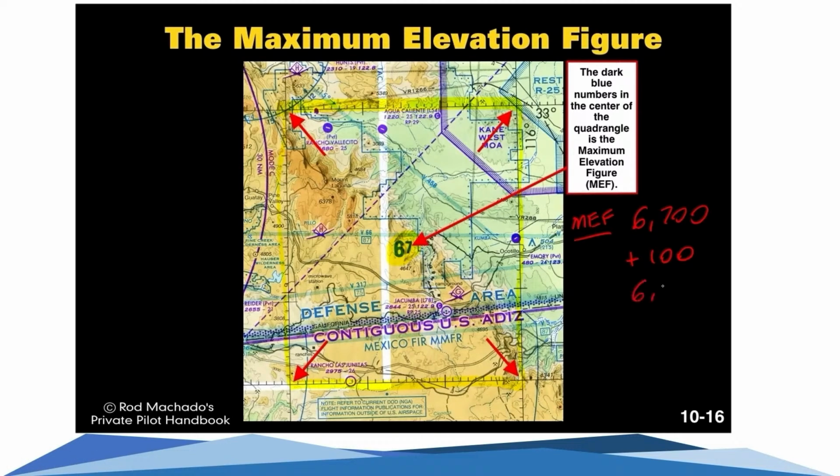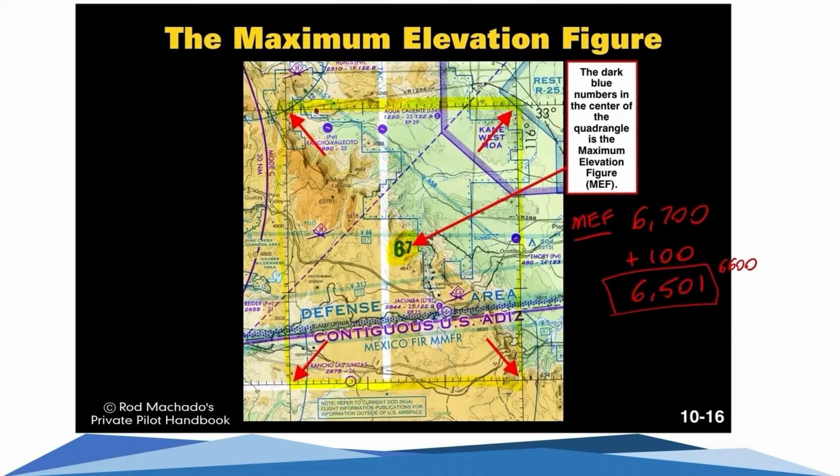So let's say 6,501. The way that this works is it's going to take the highest obstacle, man-made or naturally occurring, and I'm just making up this number. In my example, if 6,501 feet is the highest obstacle within this box, then it will round up to the nearest hundred, which would get us to 6,600 feet. And then we always add 100 feet to it. That's how they come up with your maximum elevation figure of 6,700 feet.